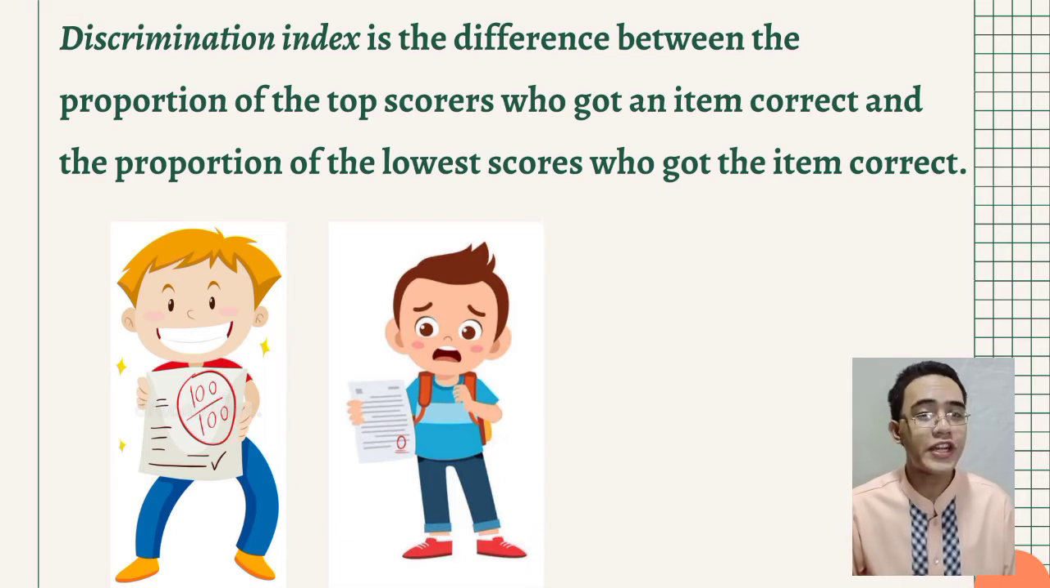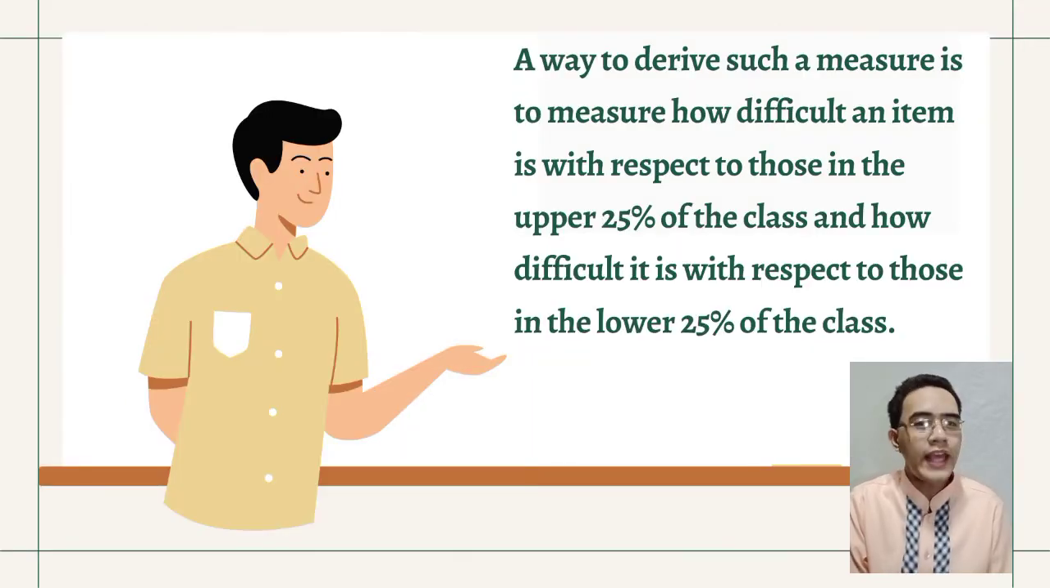Comprehensively, discrimination index is the difference between the proportion of the top scorers who got an item correct and the proportion of the lowest scorers who got the item correct. A way to derive such a measure is to measure how difficult an item is with respect to those in the upper 25% of the class and how difficult it is with respect to those in the lower 25% of the class.